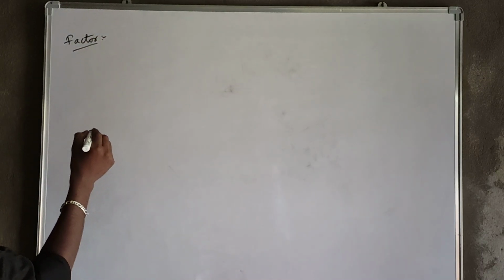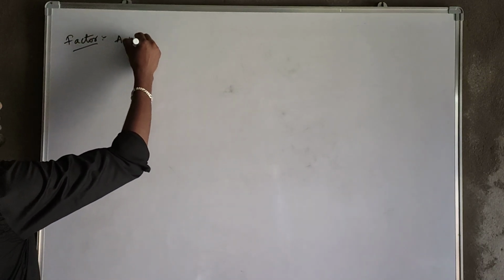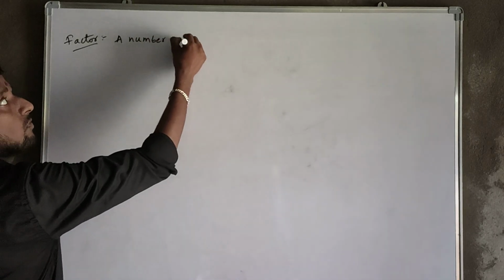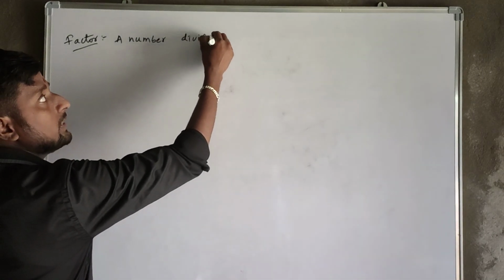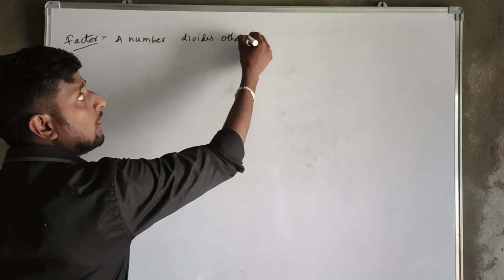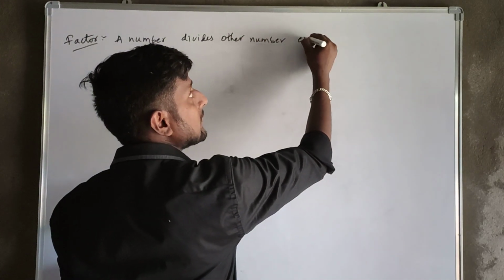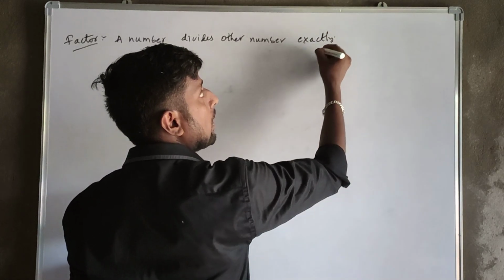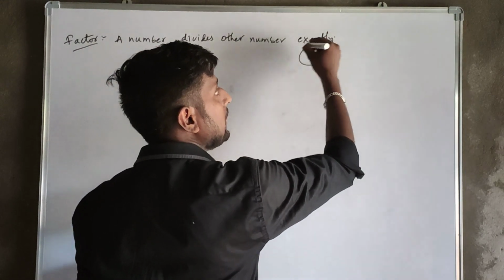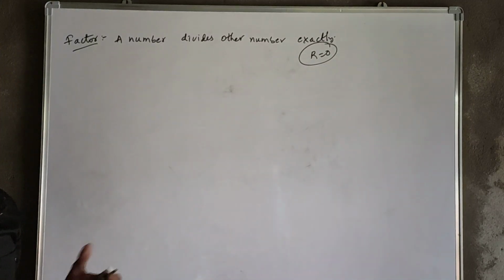Factor: a number divides another number exactly. Exactly means the remainder must be 0. Then the number can be called a factor.